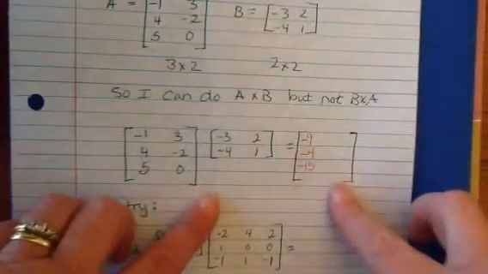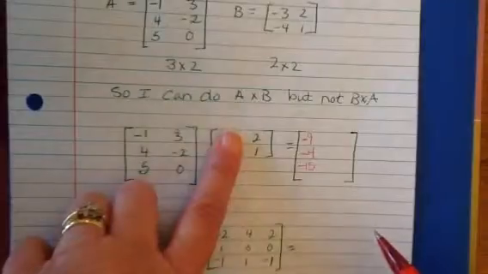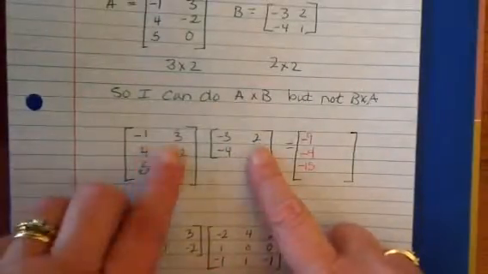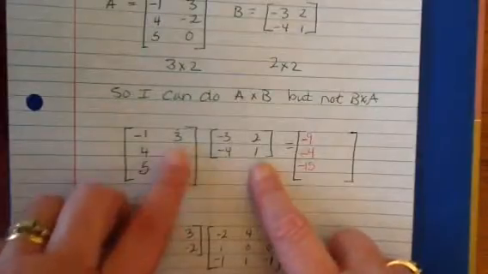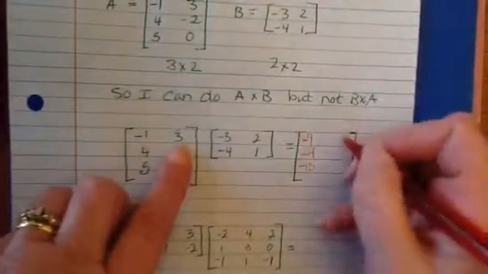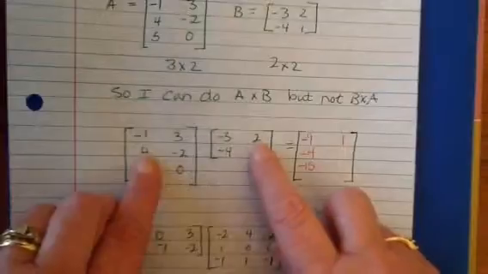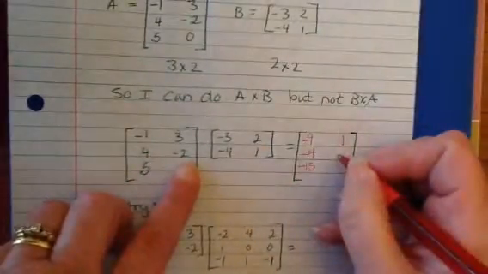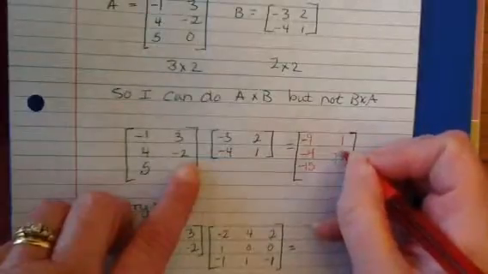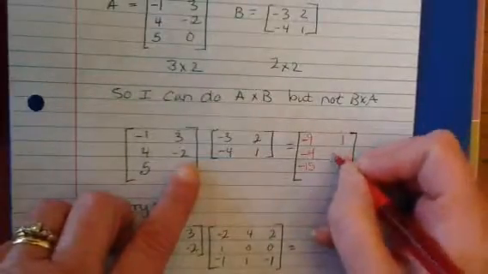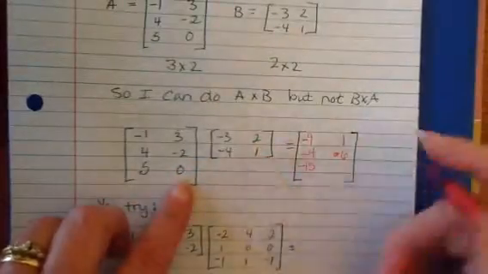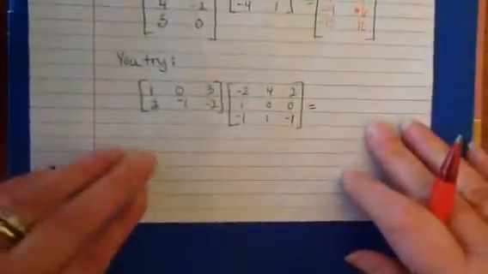Now to do my second column, I ignore this one, and now I go -1 times 2 is -2. 3 times 1 is 3. -2 plus 3 is 1. 4 times 2 is 8. -2 times 1 is -2. 8 plus -2 is 6. Oops. 10, 0, 10. All right, here you go, you try it.